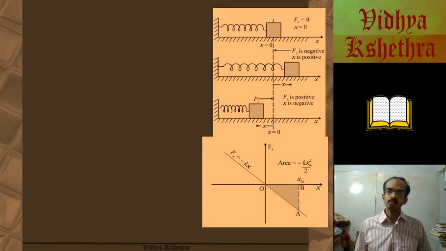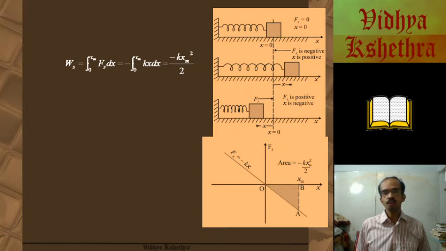This is a displacement-force graph. From the area of this, we can find the work done by the spring or the potential energy of the spring. That is, Ws is equal to the integral from 0 to xm, where xm is the displacement, of Fs dx, where Fs is the spring force. That is equal to -kx by Hooke's law. On substituting that, we get Ws = -kxm²/2 in the case when the spring is stretched.